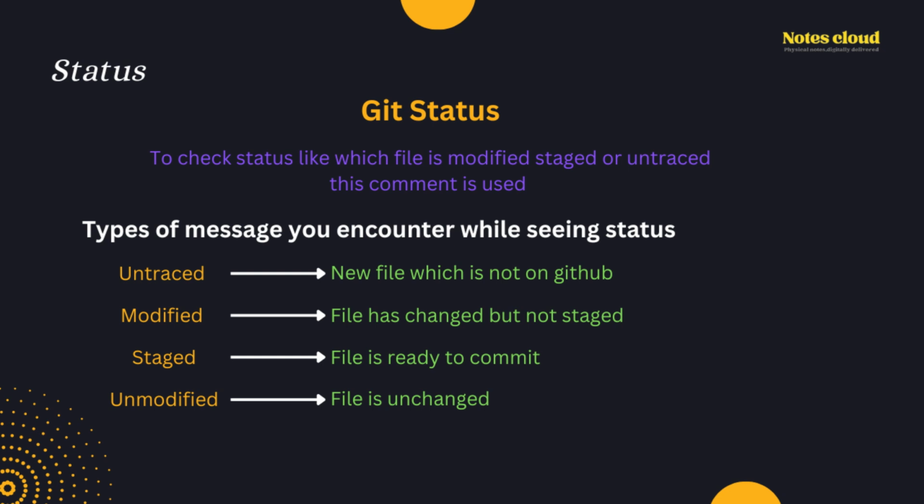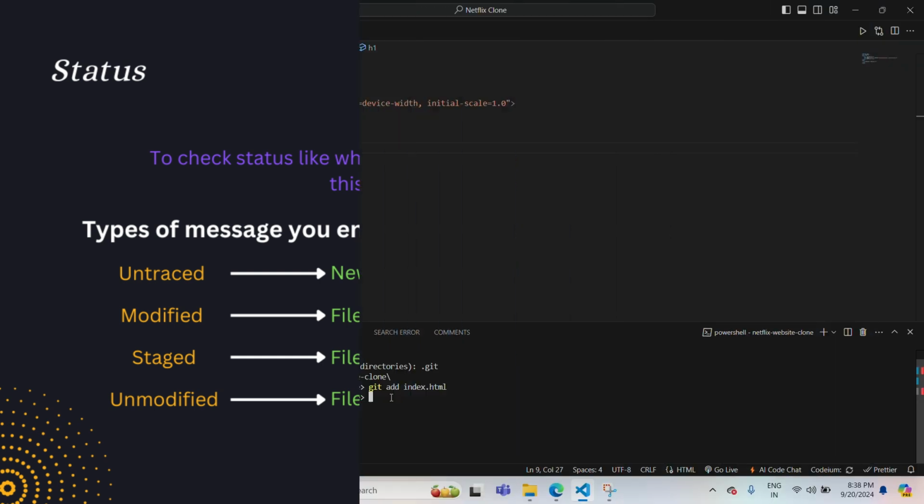Types of message you might see include untracked, new files that haven't been added to the repository. Modified, files that haven't been staged. Staged, files ready to be committed. Unmodified, files that are up to date. Now let's take a closer look at the status in detail.